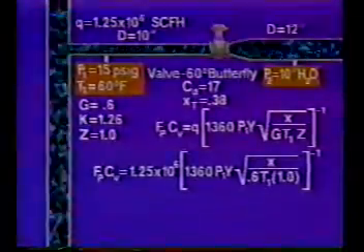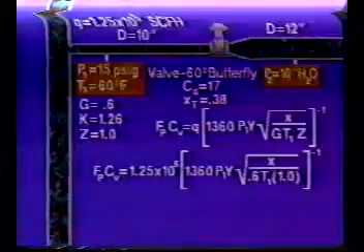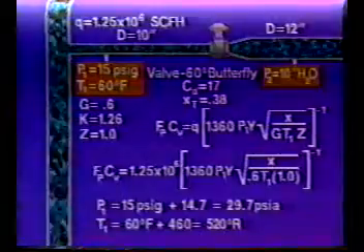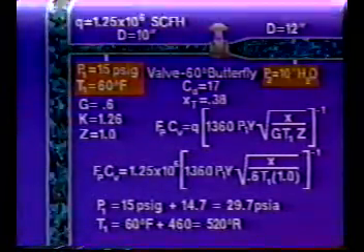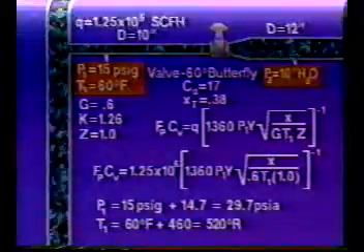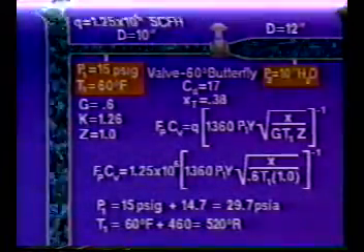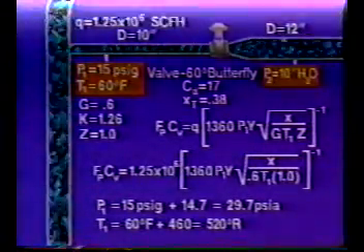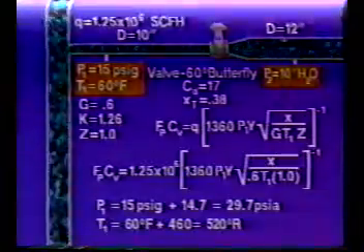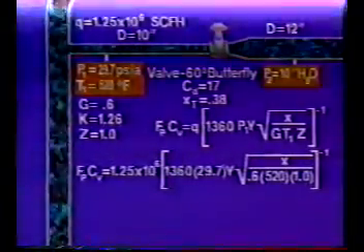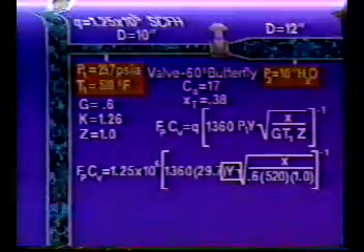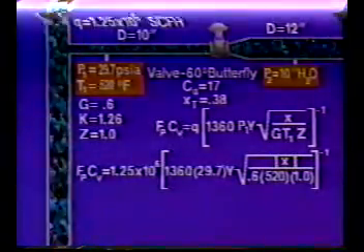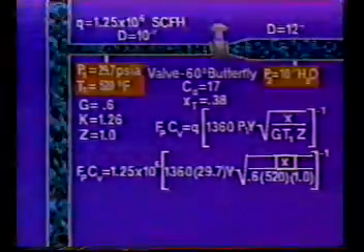Values for Q, G, and Z can be directly transferred. Pressure and temperature values must be converted to absolute units. P1 is 15 PSIG, which is equal to 29.7 PSIA. And fluid temperature is 60 degrees Fahrenheit, which is equal to 520 degrees Rankine. When these values are placed in the equation, the only unknowns remaining are the expansion factor and the pressure drop factor. Now, you'll recall that X is used to calculate Y, so we'll determine its value first.